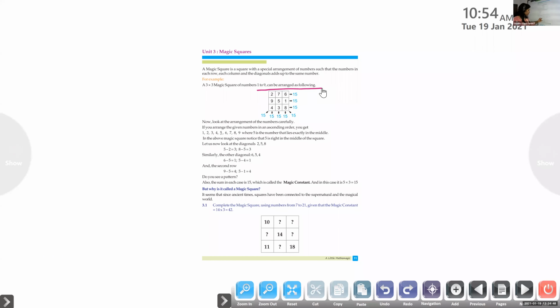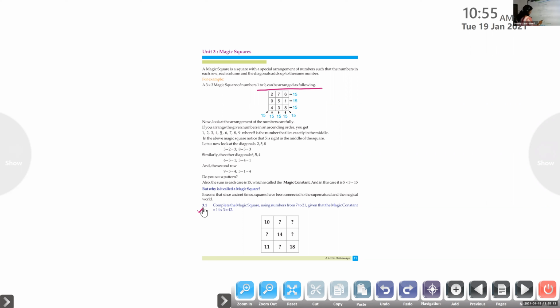But in the first problem, they have given some numbers here, so it is easy to fill. You can complete it because some numbers are given in between. So let us try this. After that, I'll explain the method of how to prepare the magic square. This is easy, isn't it?